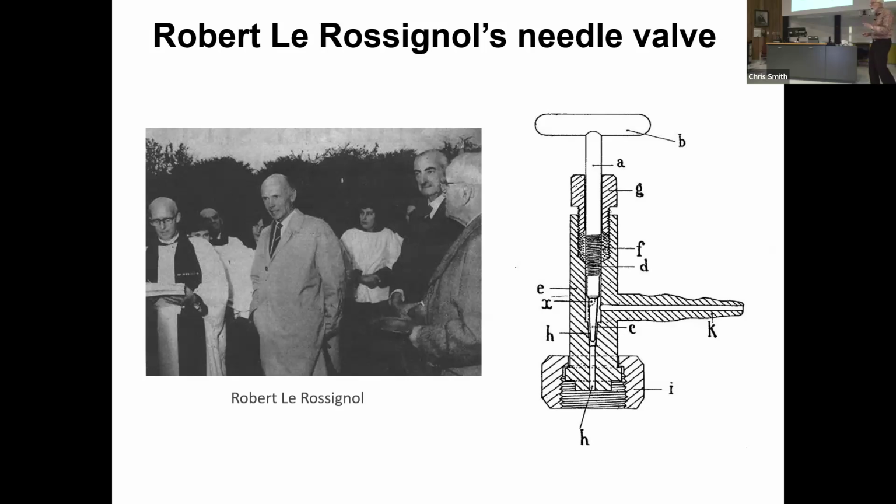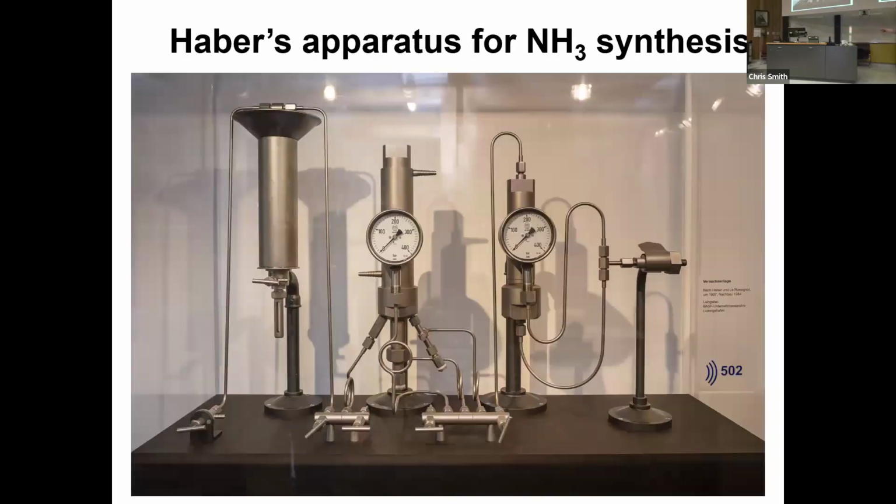And Rosengold developed this particular needle valve. So this is a needle valve, so that you could carefully control the small amounts of nitrogen or hydrogen that you needed for the reaction. And you can see those Rosengold needle valves here in the taps in this particular apparatus. This apparatus sometimes is referred to as the Haber-Rosengold apparatus.